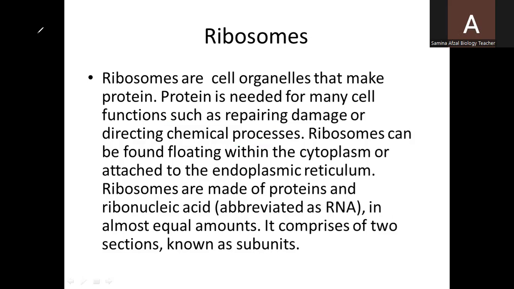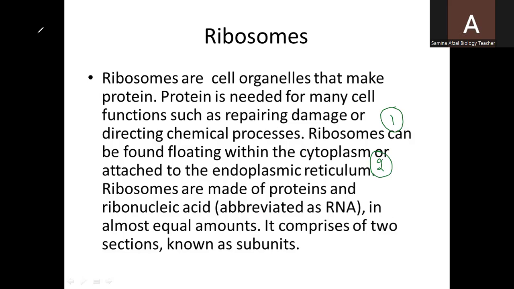Ribosomes can be found floating within the cytoplasm. They can be freely present in the cytoplasm, and also on the rough endoplasmic reticulum. That is two locations: freely floating in the cytoplasm, and secondly, present on the endoplasmic reticulum. So these are the two locations of these ribosomes. They are involved in protein synthesis, a very important function.